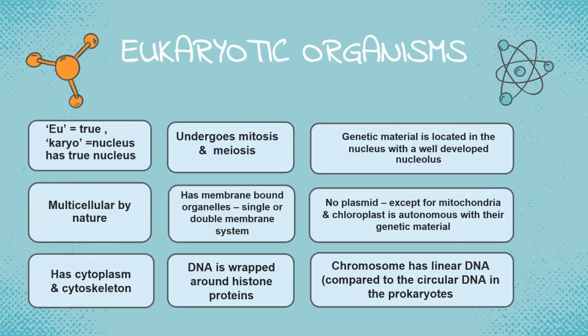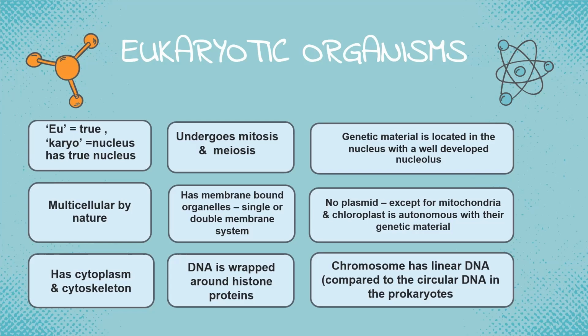Okay, first we go through the term eukaryotic. It originated from the Greek words. Eu means true and karyo means nucleus. So it literally means true nucleus, which means this eukaryotic organism has a true nucleus. And the characteristic, it undergoes cell division called mitosis and meiosis. And the genetic material for this organism is located in the nucleus with a well-developed nucleolus. It's mostly multicellular by nature, but some eukaryotic organisms are unicellular too.